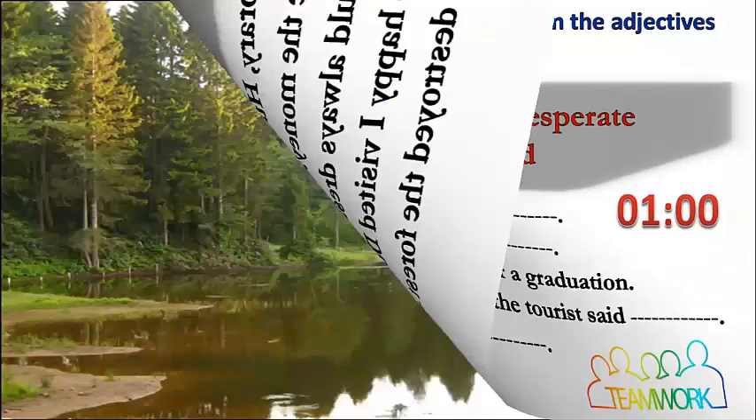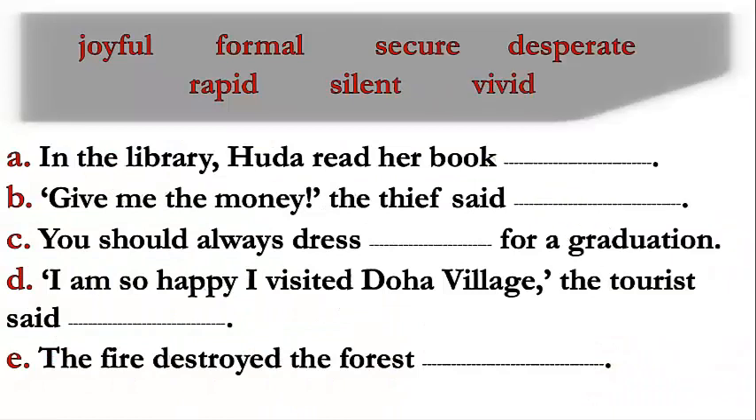Let's go to the first one to check your answer with me. In the library, Hoda read her book, maybe silently. Yes, silently. Don't forget we have to use the adverb, not the adjective. Give me the money, the thief said. The thief will speak what? Desperately.